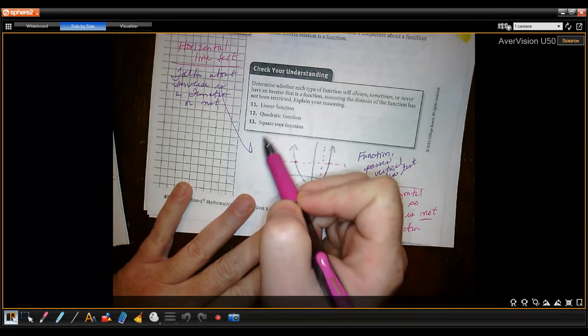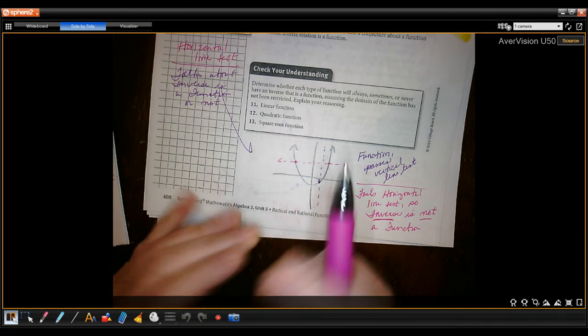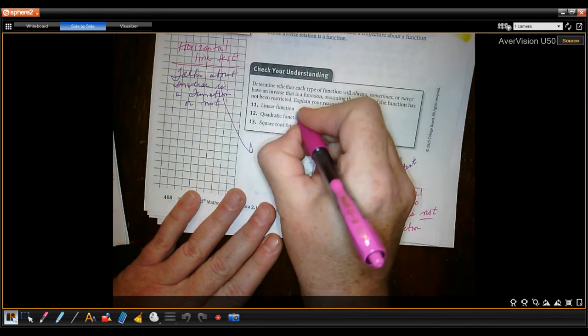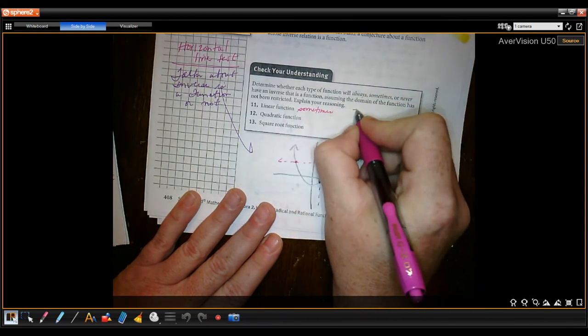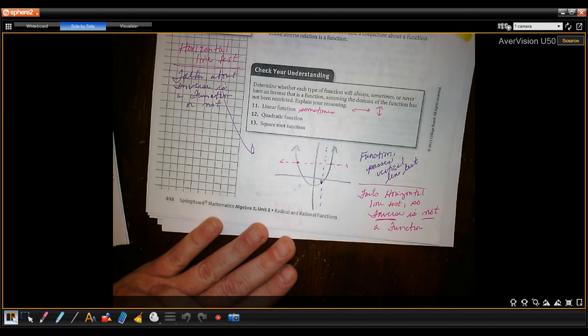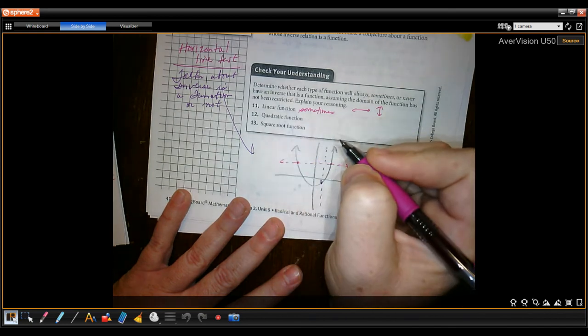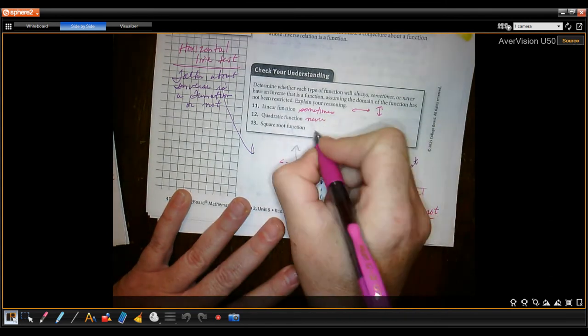Right. So it says to determine whether each type of function will always, sometimes, or never have an inverse. Okay. So a line, will its inverse always be a function? And your first response is probably going to be yes, but hopefully you'll say sometimes, because if you have a horizontal line, wouldn't the inverse be this? And that would fail the horizontal line test and the vertical line test. Okay, quadratic function, this will be never. We've been practicing that all the lesson. Square root will always.